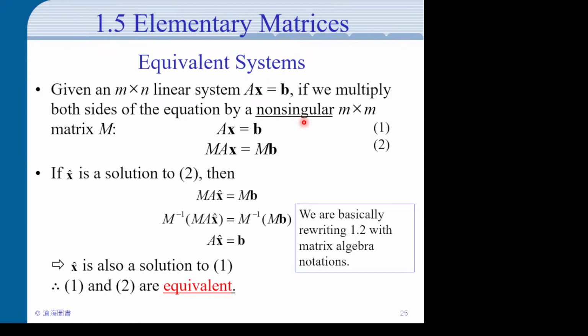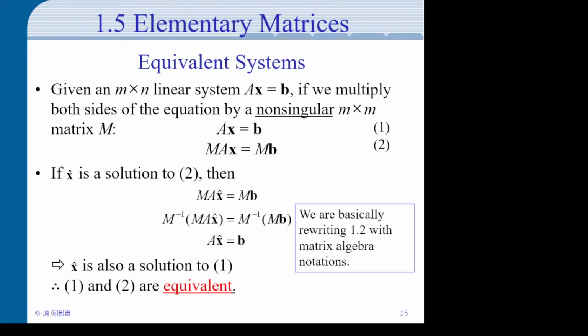We say that those two systems are equivalent because the solution set of the first equation will be exactly equal to the solution set of the second one. Obviously, if x is a solution to Ax equals b, then it's also a solution to the second. Conversely, if x hat is a solution to the second equation, here we use that M has an inverse, because then you can multiply both sides by the inverse of M. Then we see that A x hat also equals b, so it's also a solution to the first one. So we say those two are equivalent because they have the same solution set.